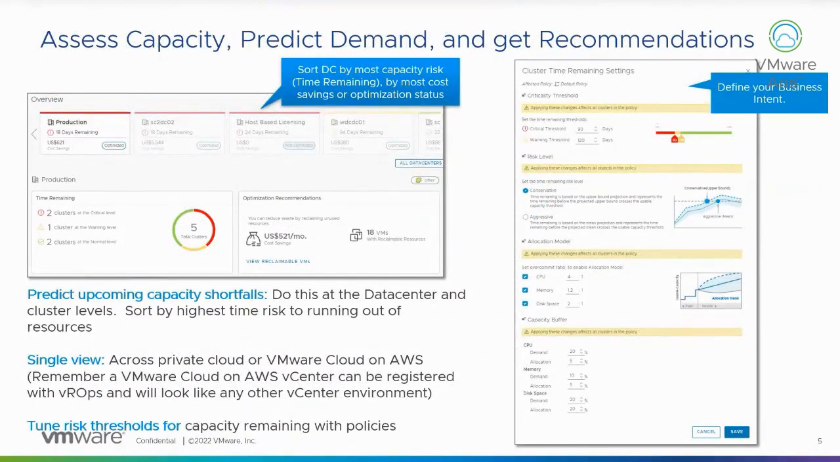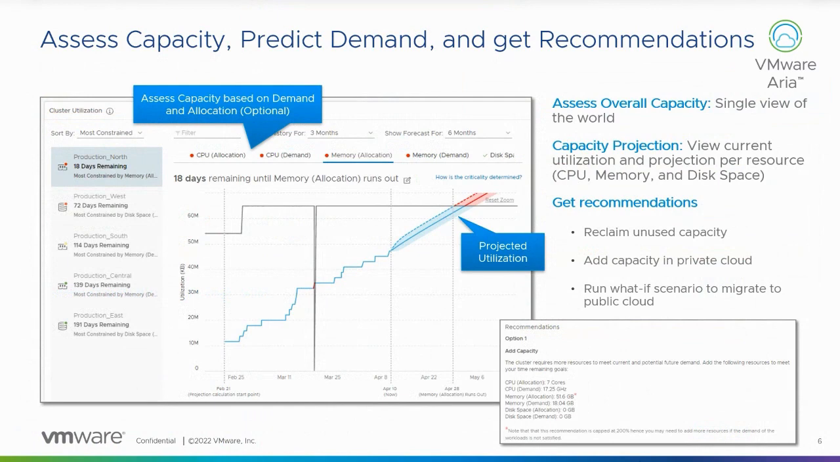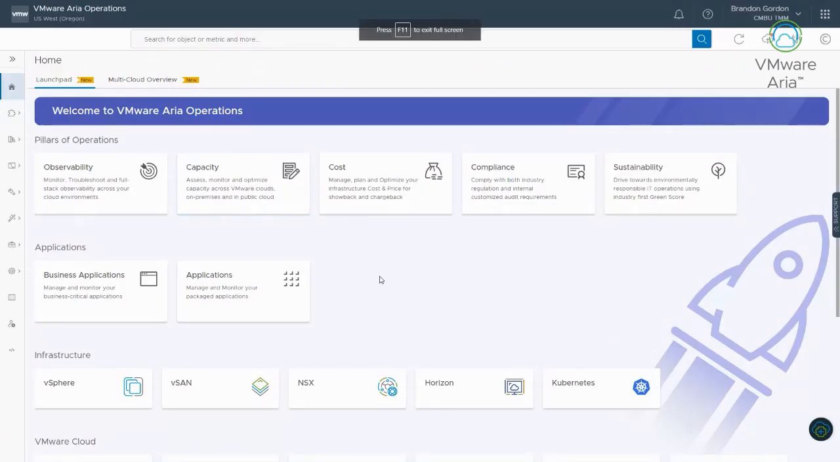Like I said, just a couple slides here. So the main topic today is assessing capacity and predicting your demand. You're looking at when you're going to run out of capacity for your clusters. And then you can go in and configure your business intent, tweak the system, and tell it how you want to manage your capacity. And then you can see here some of the projections that we get from that. So, rather than show you slides, I'm going to switch into a live environment and show you what it looks like in real life.